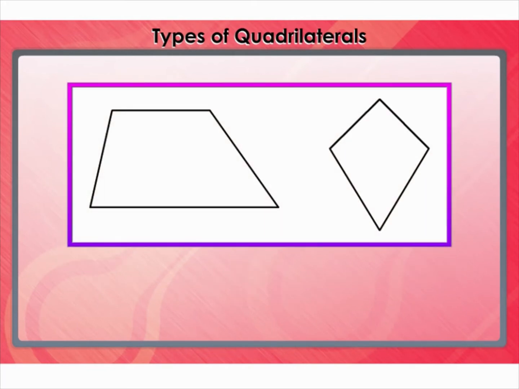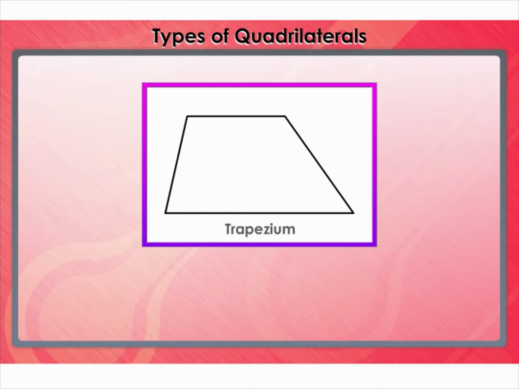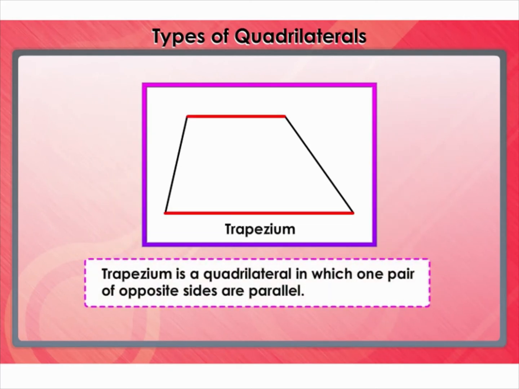Now let's consider the remaining quadrilaterals. Note, these quadrilaterals are quite different from the ones we just learned. This is a trapezium. It's a quadrilateral in which one pair of opposite sides are parallel.